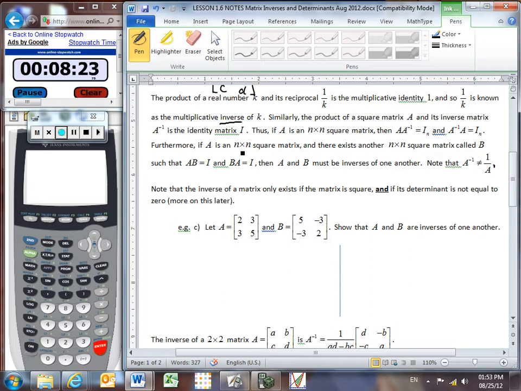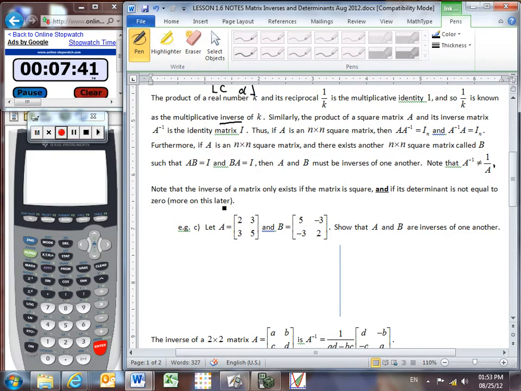Okay, so let's suppose A is an n by n square matrix, and there exists some other n by n square matrix called B, such that if we multiplied them, we got I. The only way we can ever get the identity by multiplying two matrices is if they are inverses of one another. It's important to note here that the inverse of a matrix only exists if the matrix is square. And there's two conditions to ensure that the inverse of a matrix exists. First, the matrix must be square, and second, the determinant is not equal to 0.